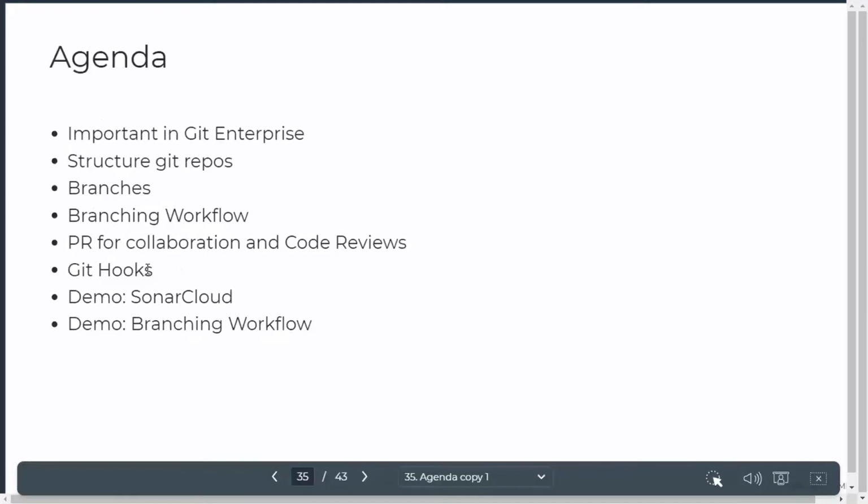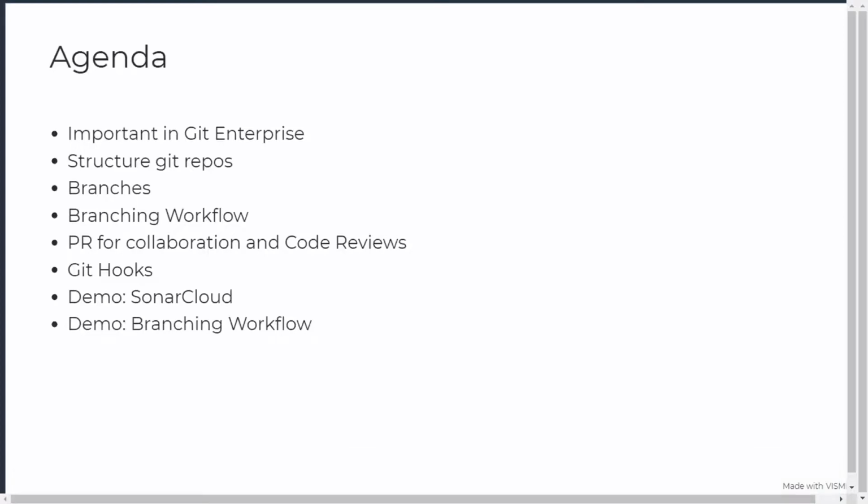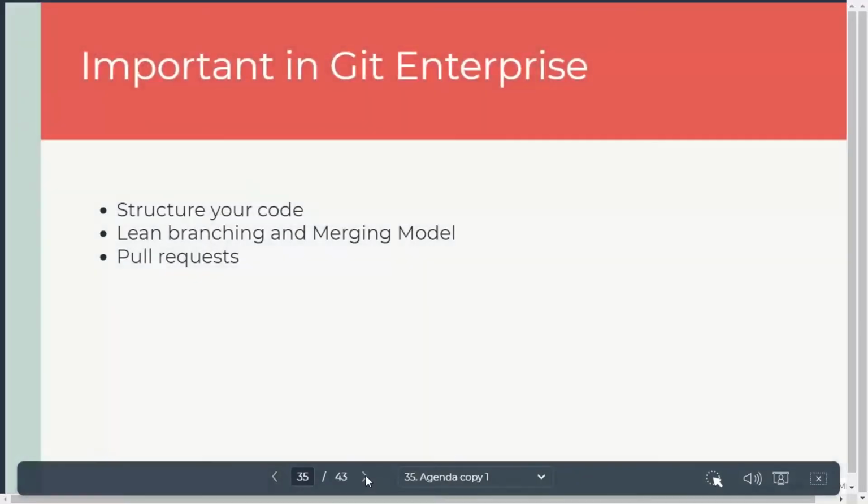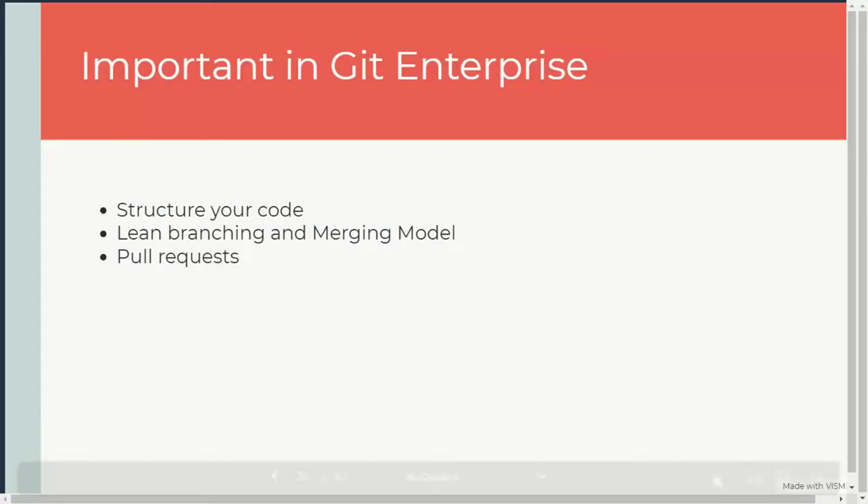And then Git Hooks, which are for automation. Before we commit any code, if there is any validation check, we can easily perform it. Some of these features it allows, so we are going to talk about that a little bit. And as we discussed, yesterday we did not see the demo of SonarCloud, so we are going to see that. And then the branching workflow, we can see how we can configure it.